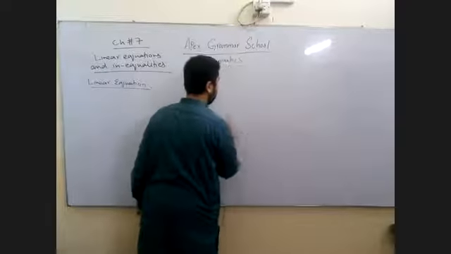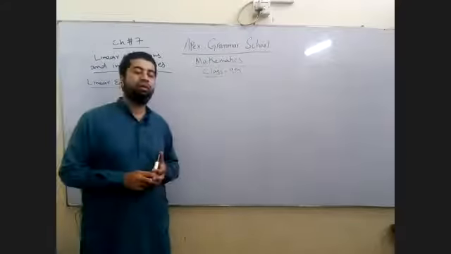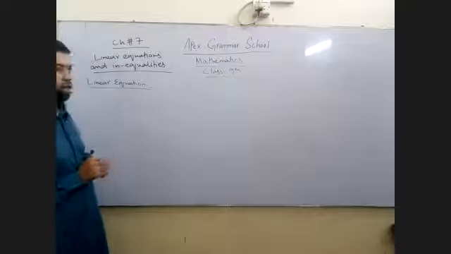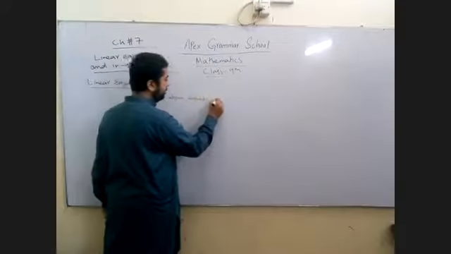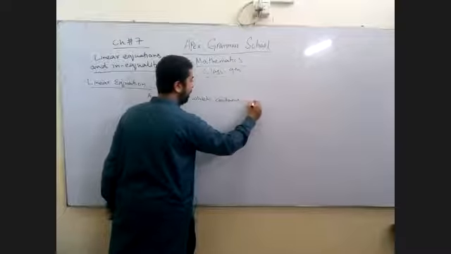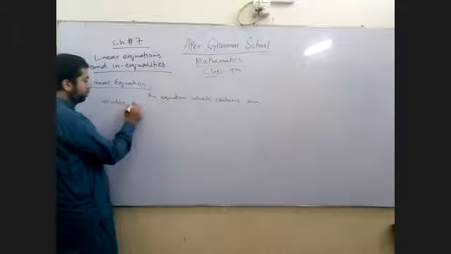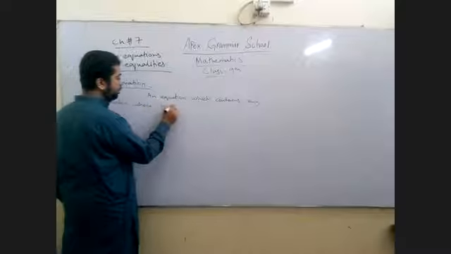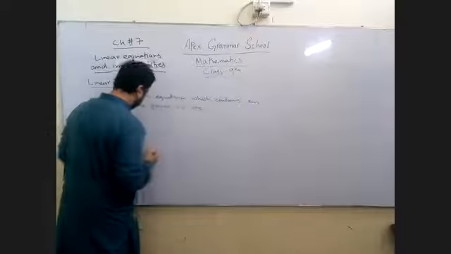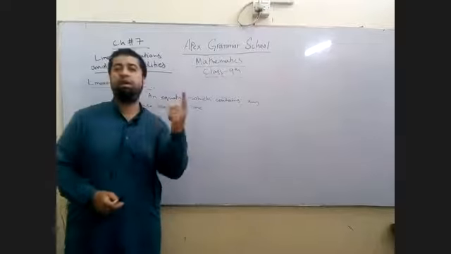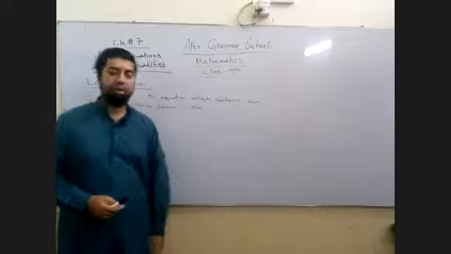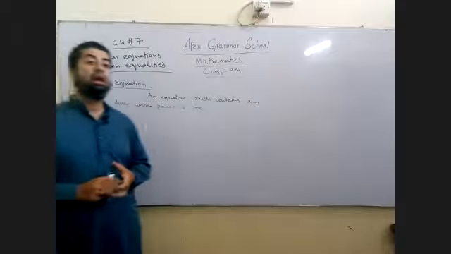There are many types of equations. In class 10, first chapter, we need to know what is a linear equation. So a linear equation is an equation which contains any unknown variable whose power is 1. An expression which contains any variable whose maximum power is only 1, not more than 1. So this equation type is called the linear equation.